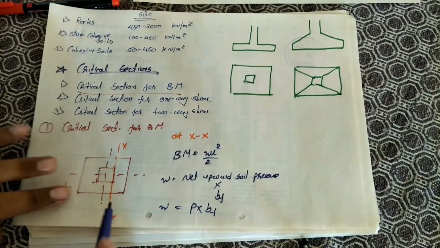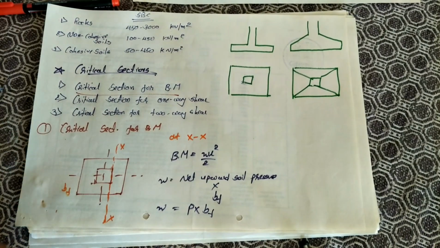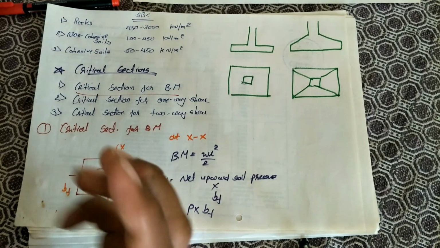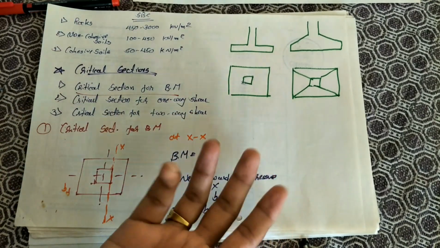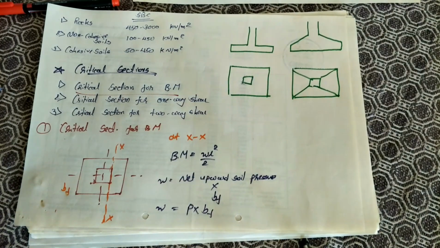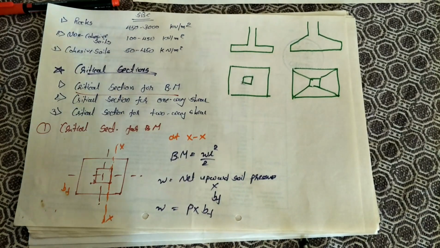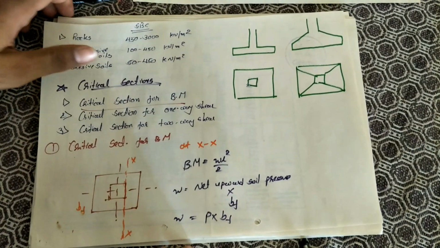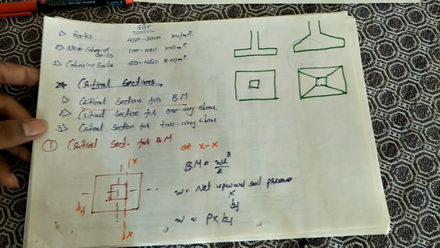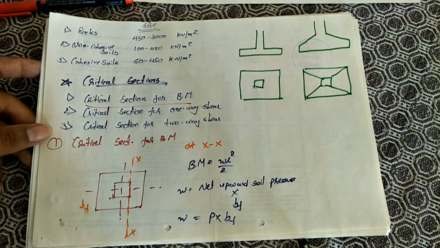We also have to consider that when we apply a load on a column or on a footing, it is obvious that there will be an upward soil pressure because of the loading. So that also we need to consider. If that pressure is high, there are chances of overturning. So we also have to consider that portion.